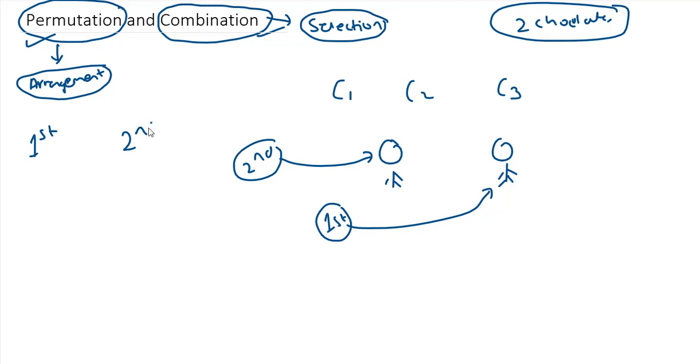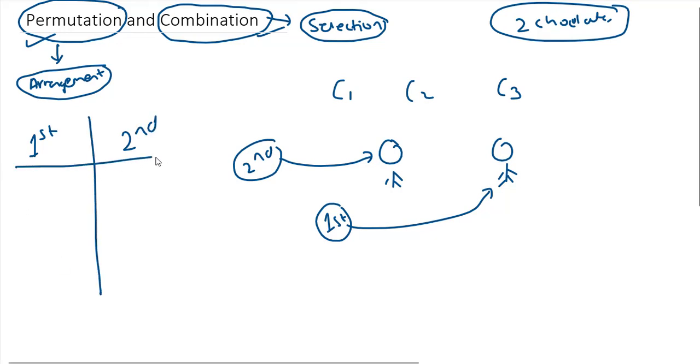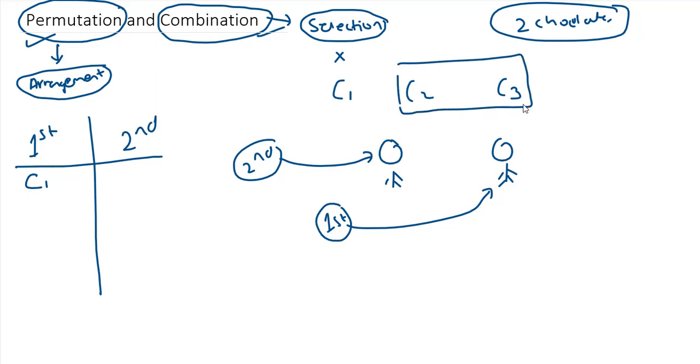This is your first and this is your second chocolate. So the first chocolate out of these three, let's say you selected the chocolate C1. So this chocolate you will give it to your friend. Now out of these three, C1 is gone. For your second selection, you will have only two options, C2 and C3. So out of these two, you can select anyone.